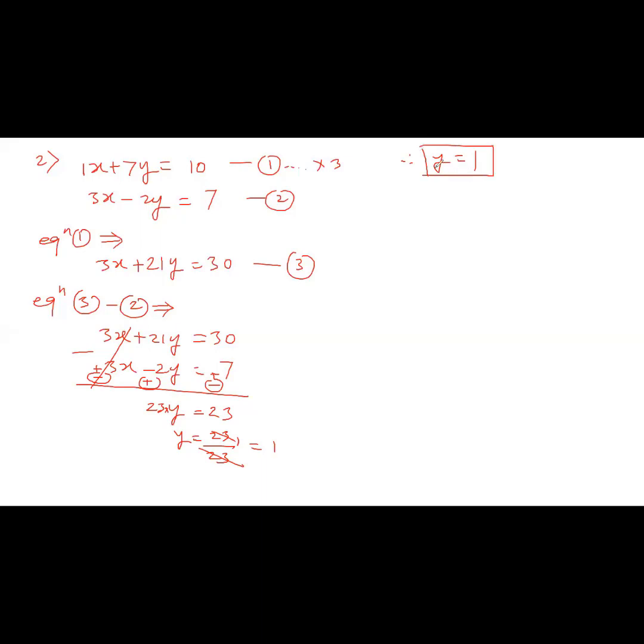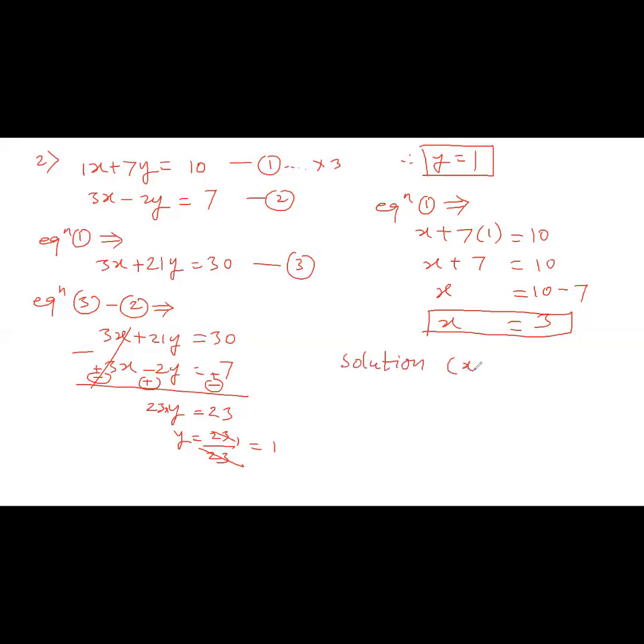Now we put y equals to 1 in any of the equation. So I'm going to put in equation 1. So equation 1 implies x plus 7y, y is 1, equals 10. So x plus 7 equals 10. Now plus 7 there, it comes minus 7. So it becomes 3. So therefore we have got x equals to 3 and y equals to 1. So I'm going to write here solution xy is, value of x is 3 and value of y is 1, and this is our final answer.